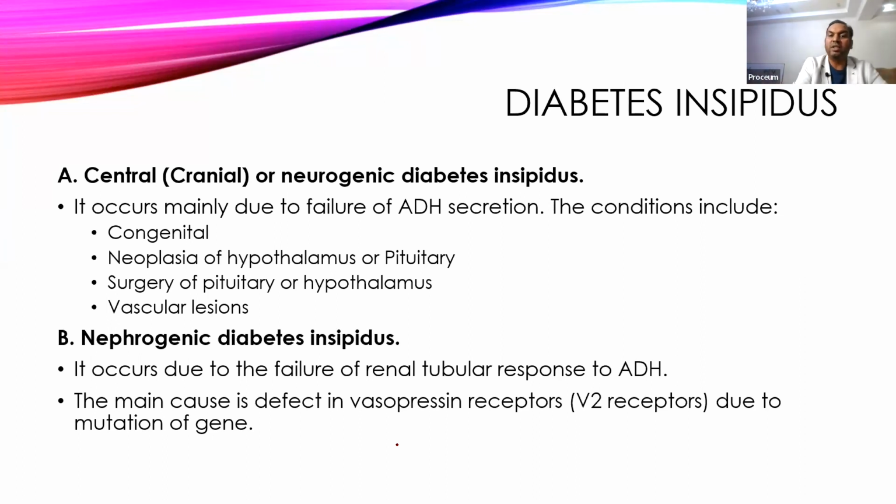So first we'll see the neurogenic. It can be caused by congenital factors. So since birth, the neurons have not developed properly and are not able to secrete the ADH.